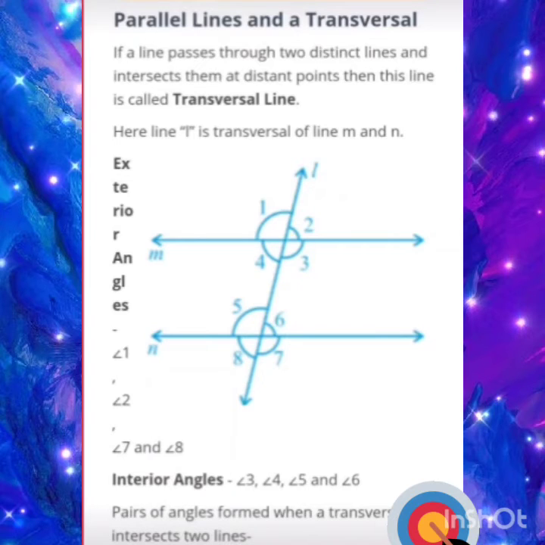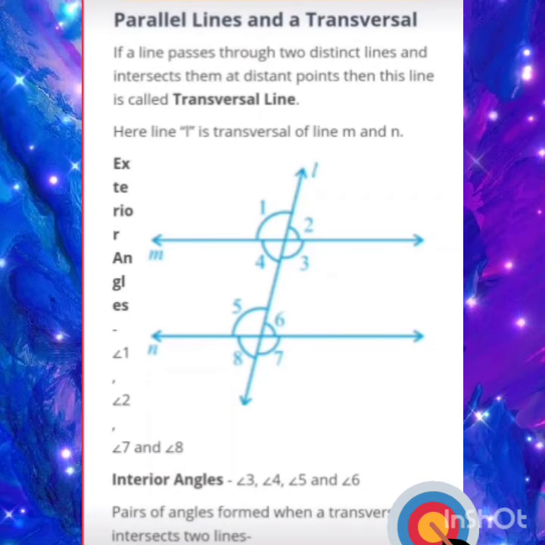Clear to you? So first of all, let's discuss exterior angles. See dear student, here angle 1, angle 2, angle 7 and angle 8 are exterior angles. And what about interior angles? You can see angles 3, 4, 5 and 6; these four angles lie inside, that's why they are interior angles. They are the pairs of angles formed when a transversal intersects two lines.